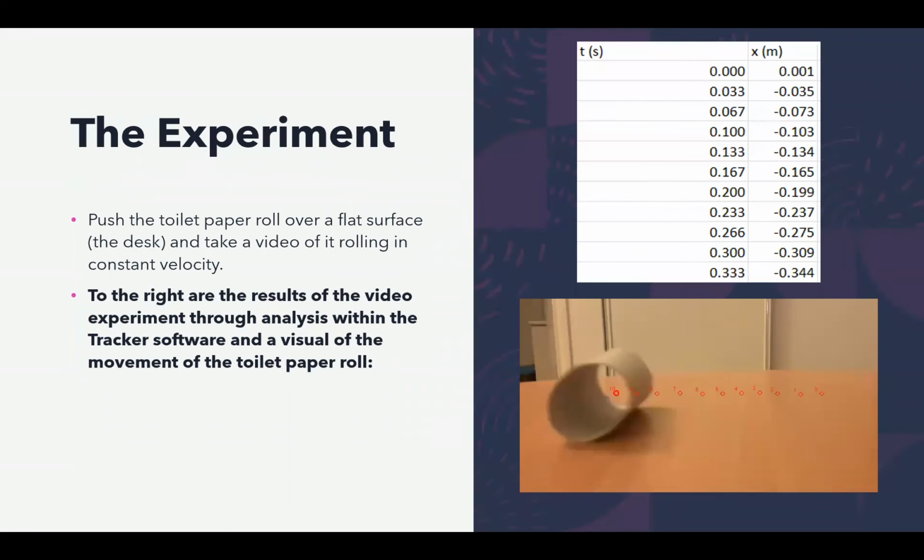For the experiment, the toilet paper was pushed over a flat surface and videotape was taken of it rolling at constant velocity. This was done via the tracker software, and as you can see to the right, the times and positions of the object in motion were recorded based off of the technical inputs in the video put into tracker.